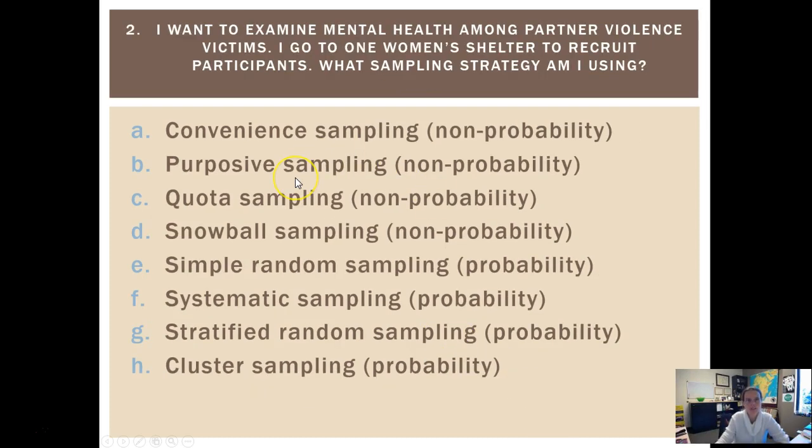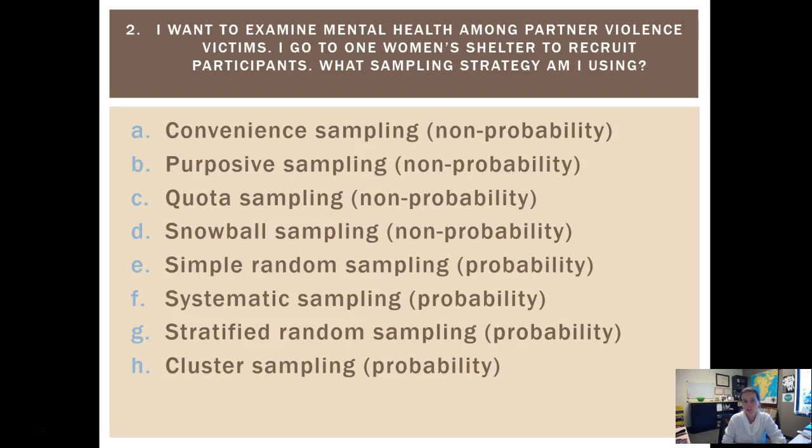Okay, moving on to the next one. The description reads as follows. I want to examine mental health among partner violence victims. I go to one women's shelter to recruit participants. What sampling strategy am I using?